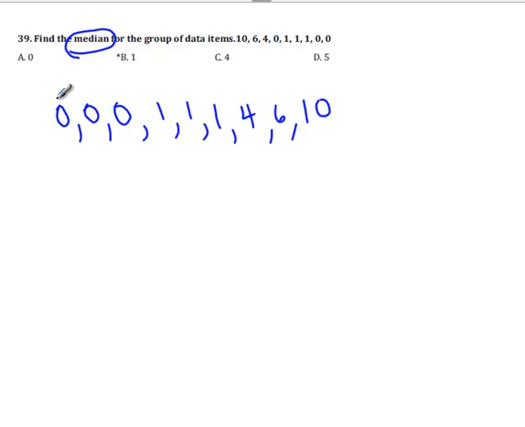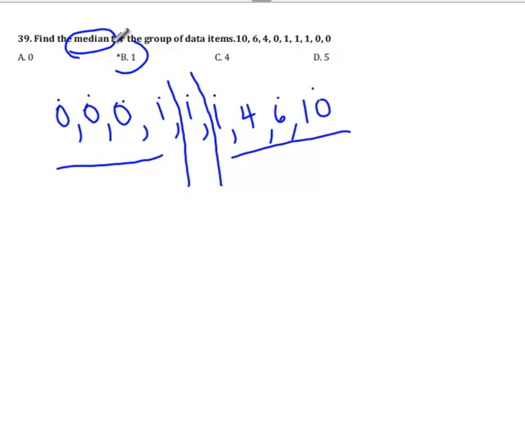So I'm going to count my items. 1, 2, 3, 4, 5, 6, 7, 8, 9. Since they're an odd number, there's going to be the exact number below and the exact number above. And so there is going to be the median exactly in the middle. So the median here is 1.